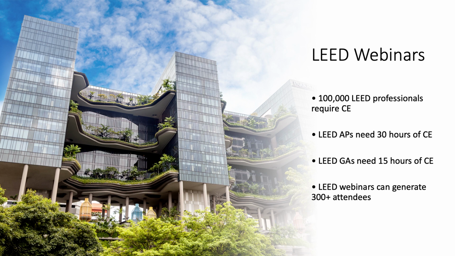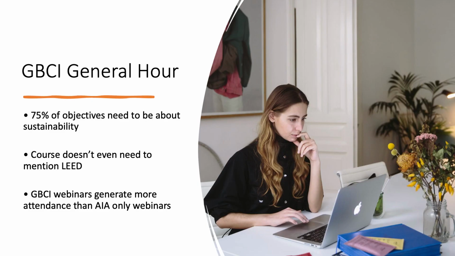One of the greatest specification and lead generation opportunities is sitting on this slide right now. Our team calls it the secret CE weapon, and it's the difference between having 100 webinar participants and 300 webinar participants for an event. It's the difference between having 100 design professionals take your course online and 300 take your course online every month. A GBCI General Hour course is kind of like an AIA HSW course.